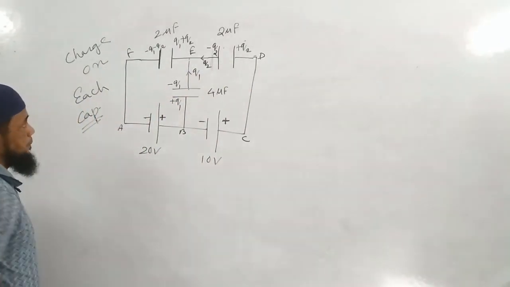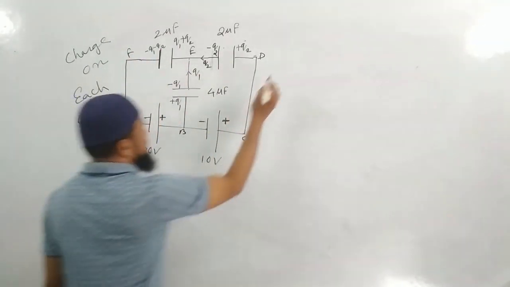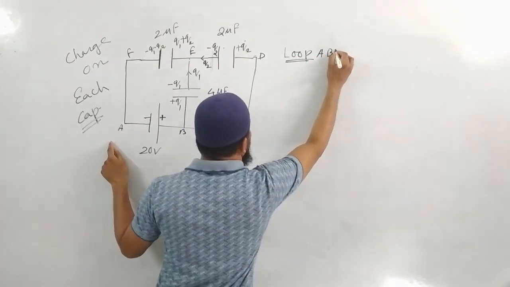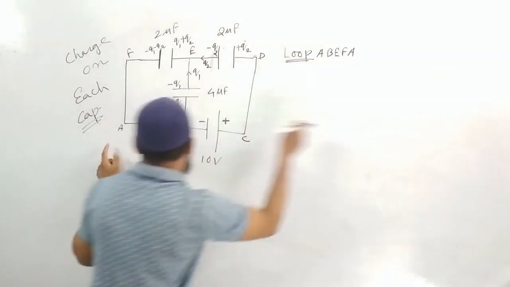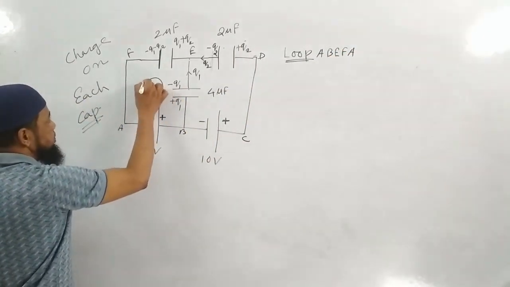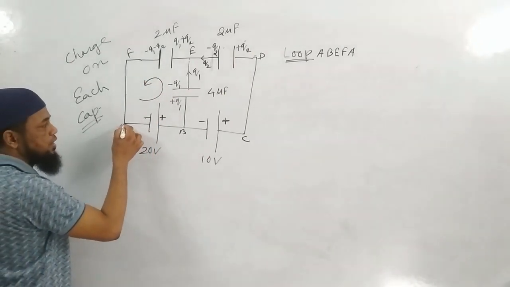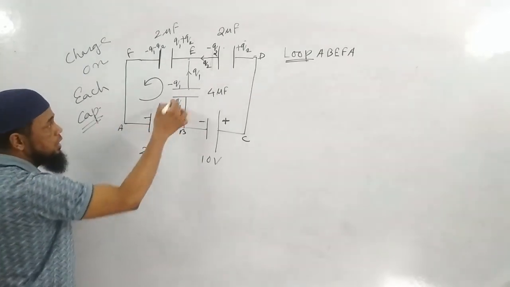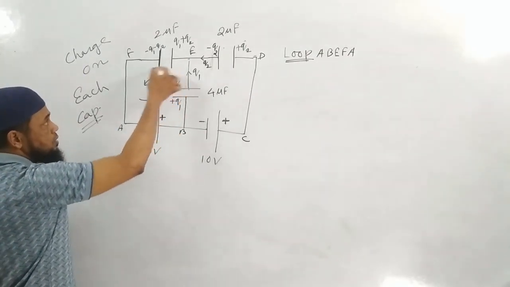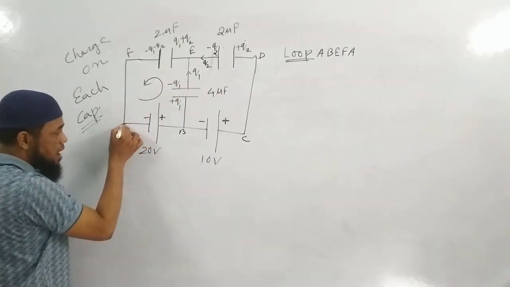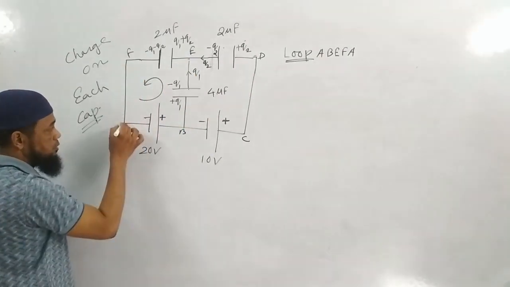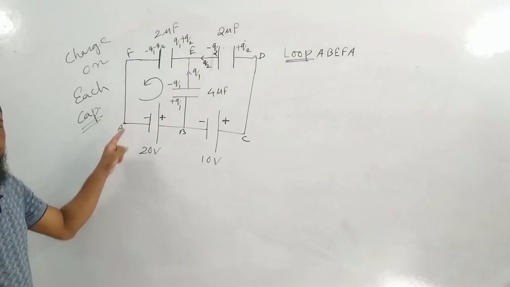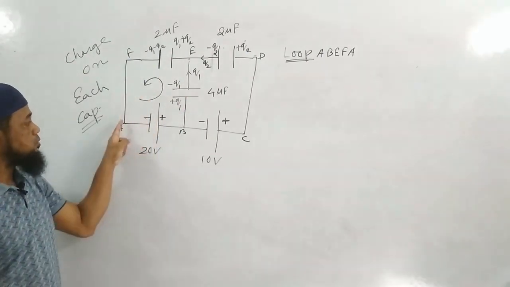Now see, let me talk about the first loop. Loop A, B, E, F, A. In this loop, if I start from this particular point, if I cross the battery and the capacitors, across each one there will be some potential change. But if I start from this particular point and come back to the same point, then what will be the potential difference? 0.